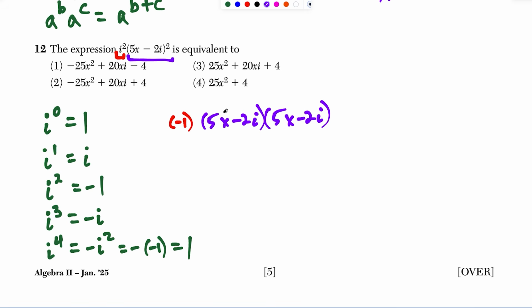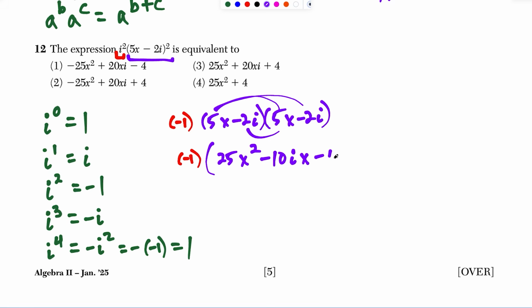So I'm just going to expand this out. So we're going to have negative 1. And then when I expand this part, so I'm going to write this over here, we're going to have 5x times 5x is 25x squared. And then we have 5x times minus 2i. We do 5 times negative 2 is negative 10. We have an i, and then we have an x right after. And then for the next part here, negative 2i times 5x is minus 10ix again. And then we have minus 2i times minus 2i is plus 4i squared.